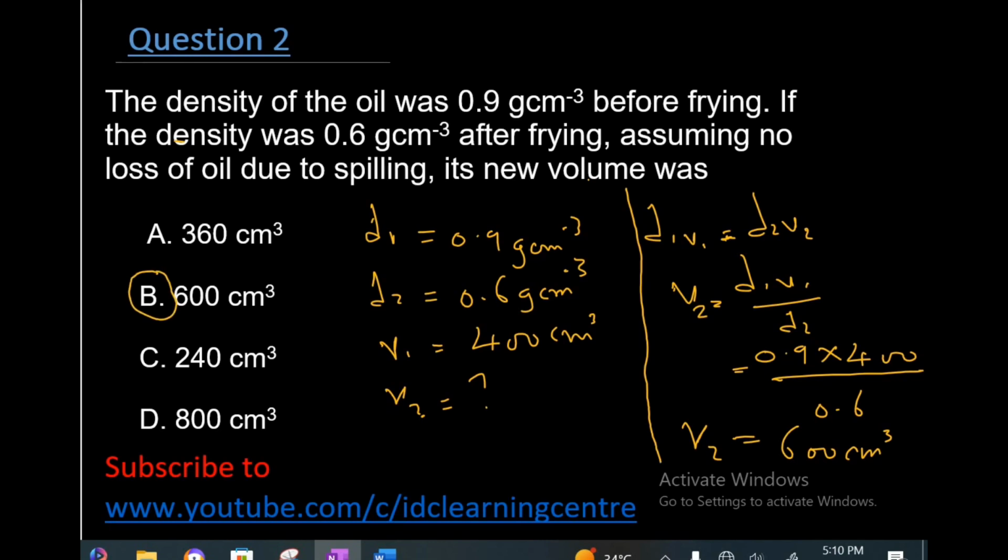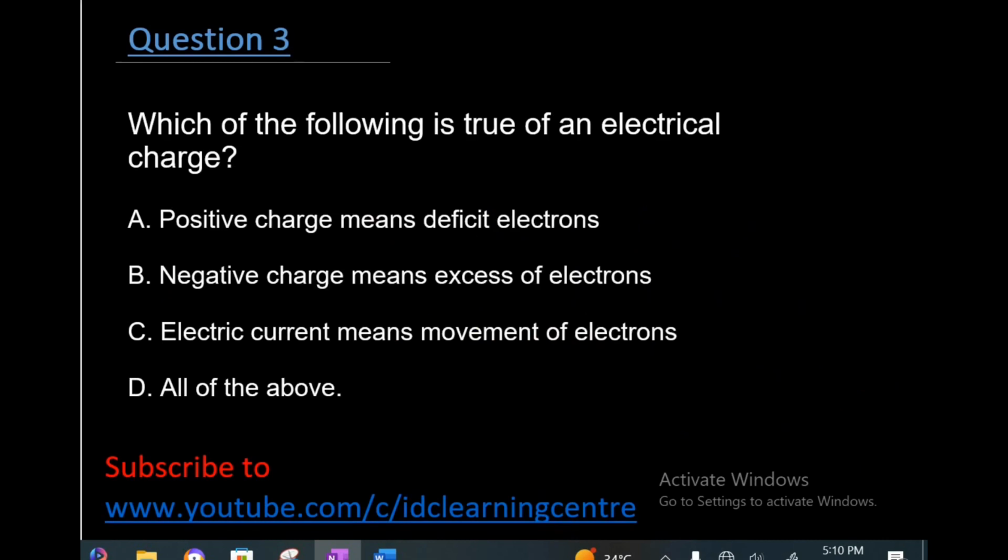Alright, so the next question, question 3. Which of the following is true of an electrical charge?